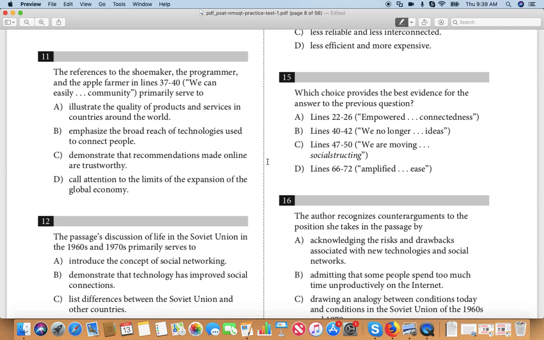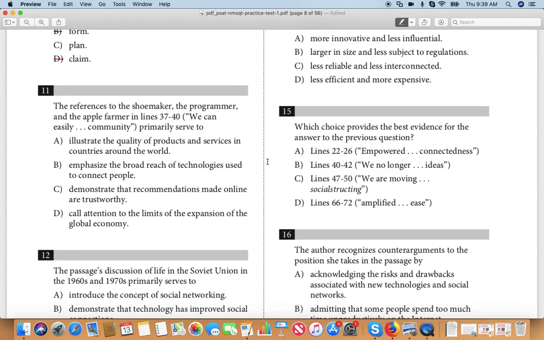Demonstrate that recommendations made online are trustworthy. Okay, do the references to the shoemaker, the programmer, and the apple farmer primarily serve to demonstrate that recommendations online are trustworthy? Is that their primary purpose? I think they mention it. It says they're good, but I don't think that's the primary purpose. I don't think so. The paragraph isn't about whether online recommendations are trustworthy. That's not the point of that paragraph. Does that make sense? Yes.